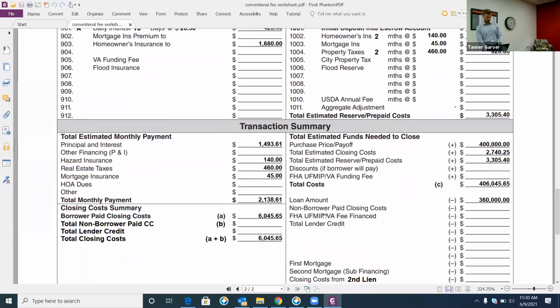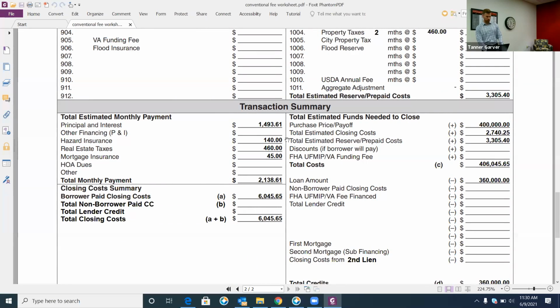Okay? Down here to the left is just your estimated monthly payment that they'll see. So you have your principal and interest. When I was talking about the escrow account, your homeowner's insurance or hazard insurance, same thing. And taxes in your monthly payment, each of these are going into that escrow. So when it comes time to be due the next year, you have that to pay. This $6,045 is the total of your prepaids and your closing costs. So to do a $400,000 loan with 10% down, you're estimating around $6,000 in closing costs. Does that make sense for a conventional loan?